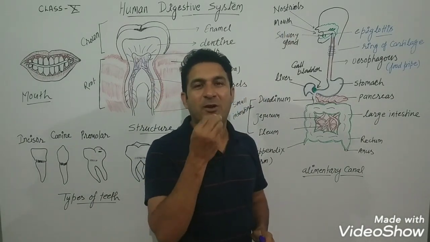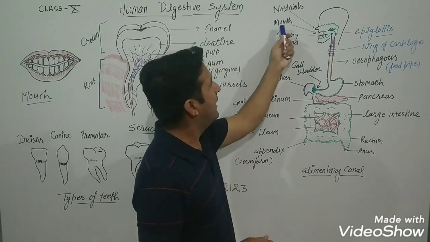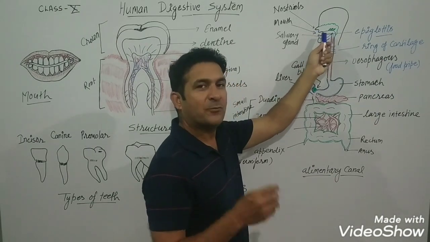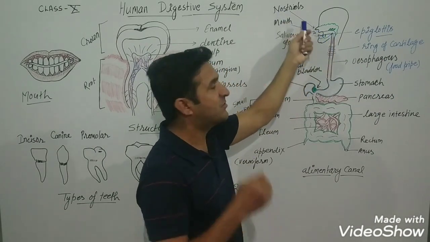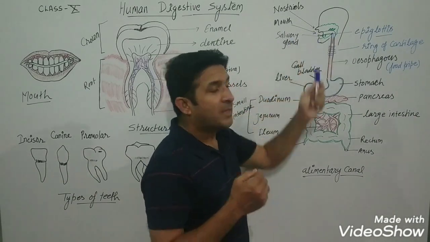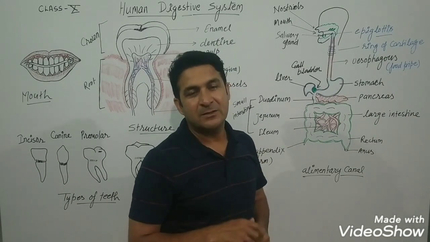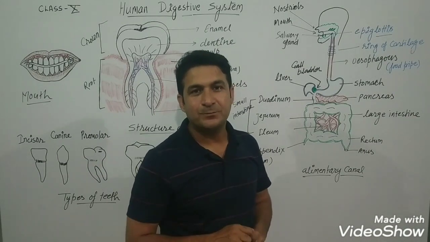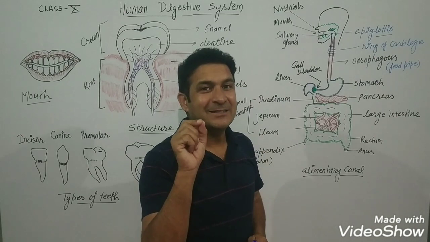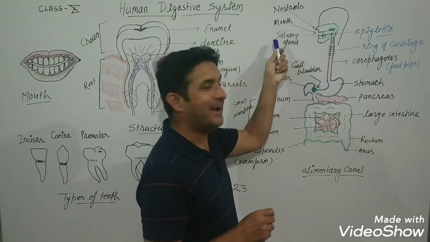Mouth is the area from where we ingest the food into our digestive system. This is the nostrils, the nose area, that also reaches here. When food reaches our mouth, three things work there: teeth, tongue and saliva. Saliva comes from the salivary gland.